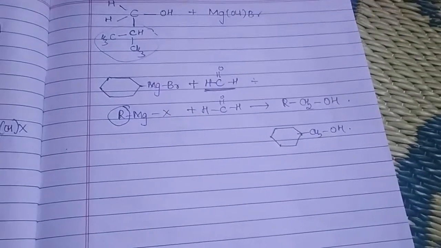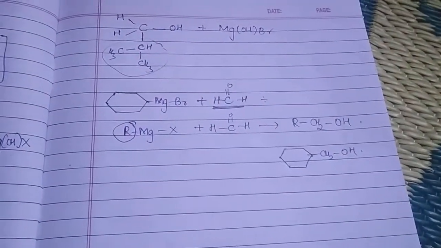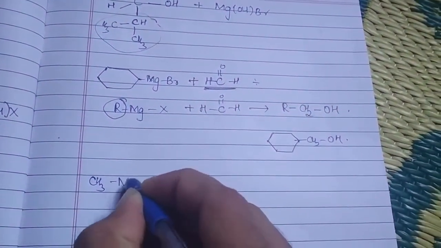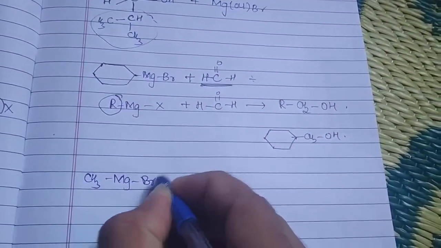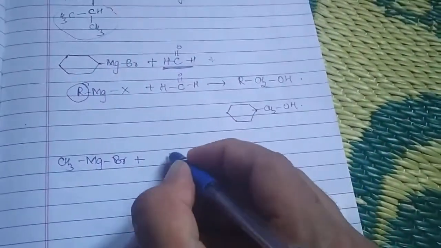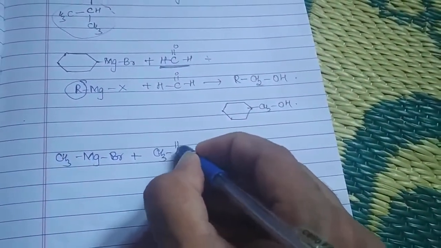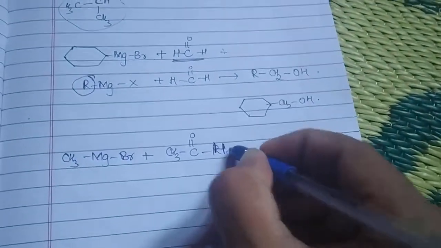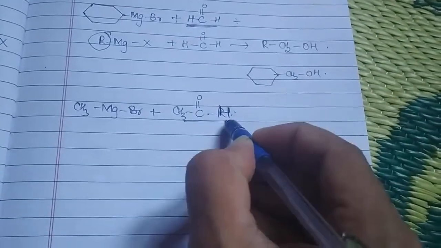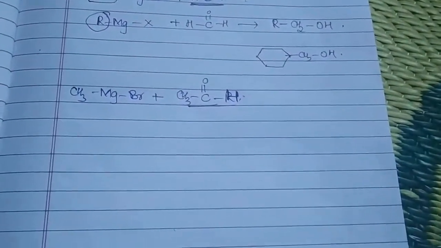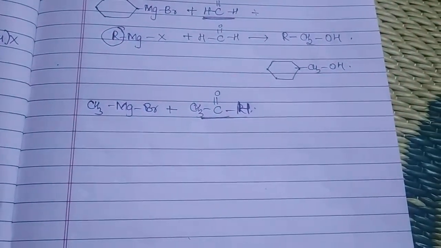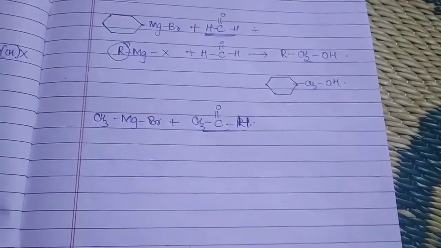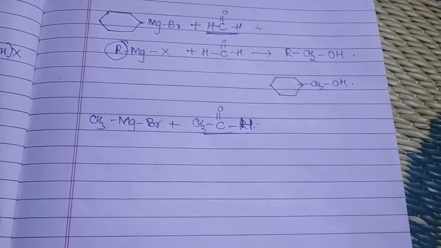Now let us go with my secondary alcohols. If I choose CH3MgBr, CH3MgBr is treated with CH3CHO, an aldehyde. So I have chosen an aldehyde other than formaldehyde. So one concept I know is that whenever we talk about any other aldehyde, when it reacts with the Grignard reagent, you are going to get a secondary alcohol.